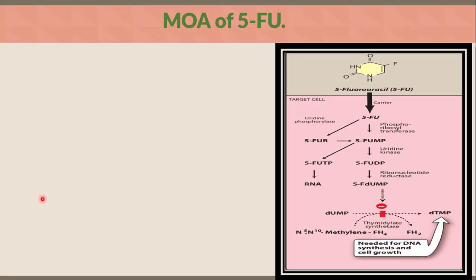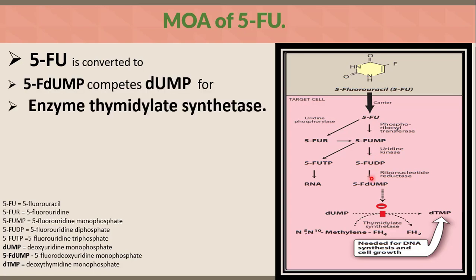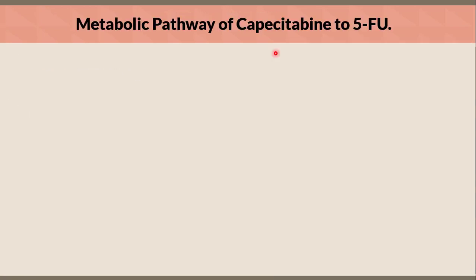Mechanism of action of 5-fluorouracil. 5-fluorouracil, as you can see, enters the target cell and is converted inside the cell to 5-fluorodeoxyuridine monophosphate, which competes with deoxyuridine monophosphate for the enzyme thymidylate synthetase. As a result, the deoxythymidine monophosphate formation is inhibited. The dTMP is needed for DNA synthesis and cell growth.